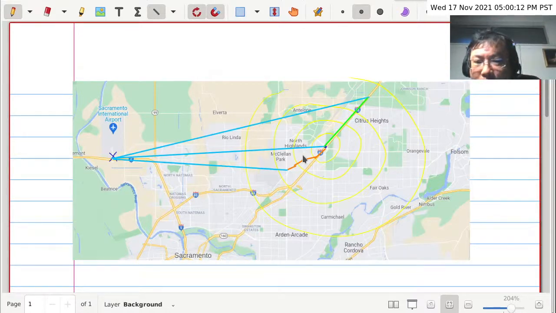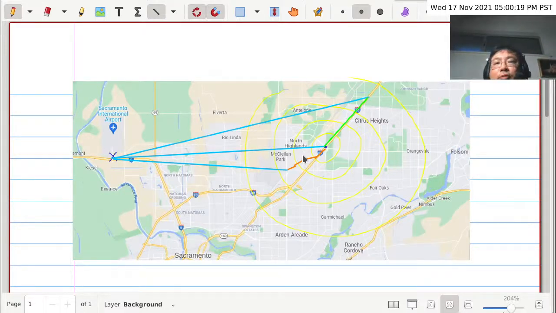A better starting point to base where we should look. It sort of points you in the quote-unquote right direction.